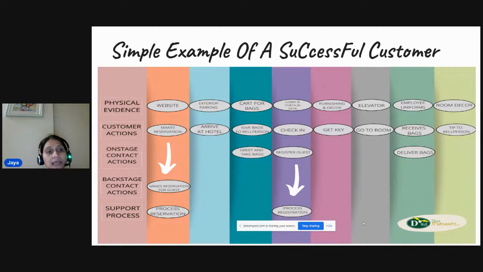On-stage contact actions are simpler. If I take the example of a hotel, it comprises the entire circle. If I go on a vacation and I want a good hotel to live in, it can be any place.